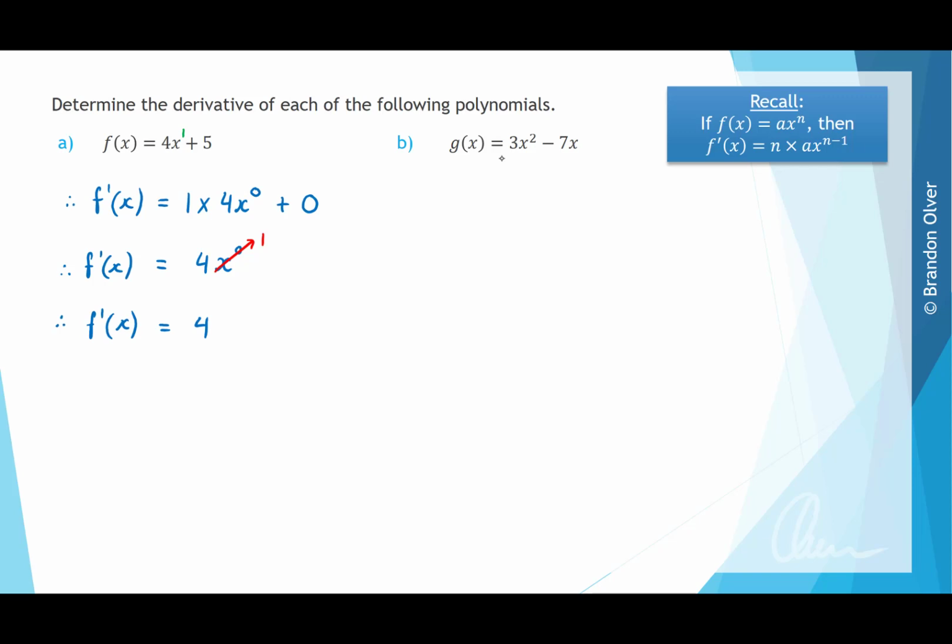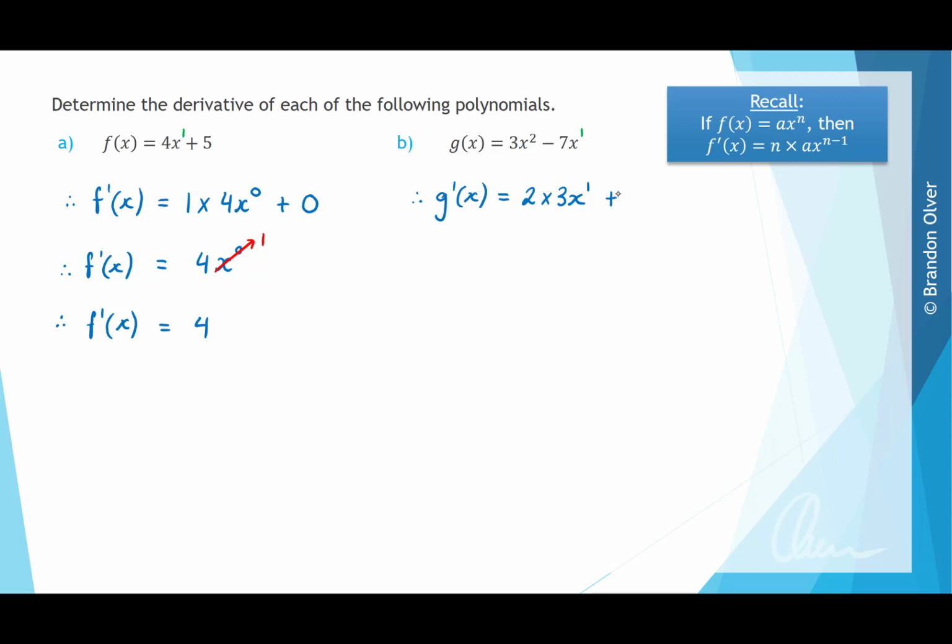For part B, we have the polynomial 3x squared minus 7x. And technically there's a 1 for that power. So the derivative is going to be given by g dashed of x, and that's equal to, we take the original power and multiply that out the front, so we'll have 2 times 3x to the power of, and subtracting 1 off the power will give 1 here.